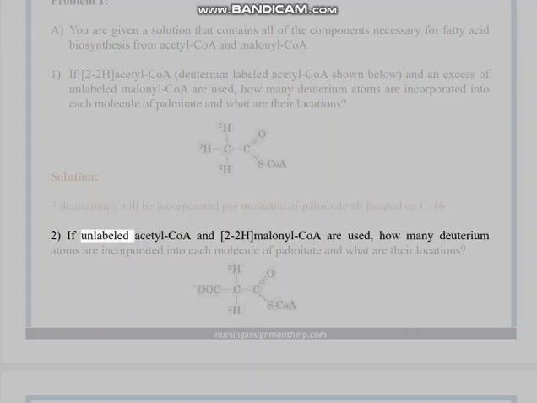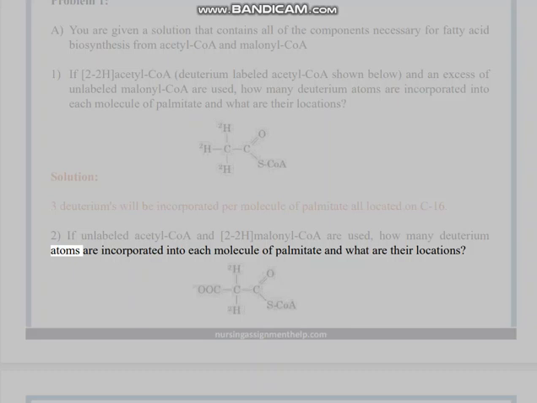2. If unlabeled acetyl-CoA and 2-2H malonyl-CoA are used, how many deuterium atoms are incorporated into each molecule of palmitate and what are their locations?